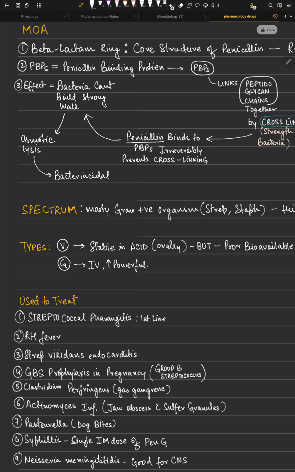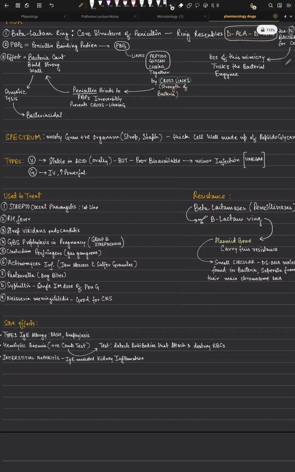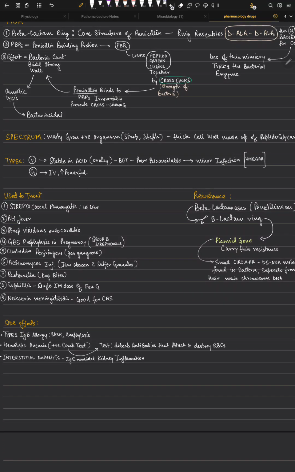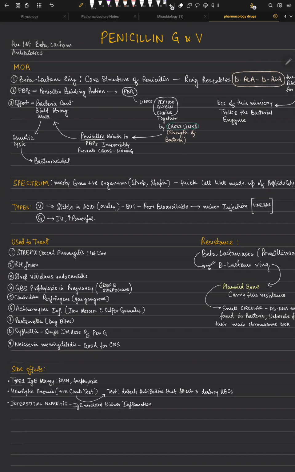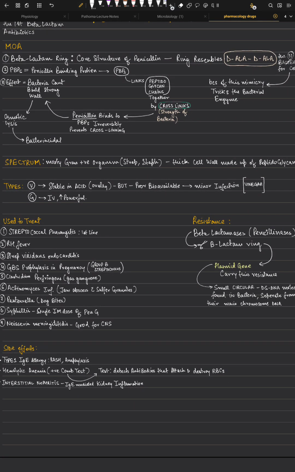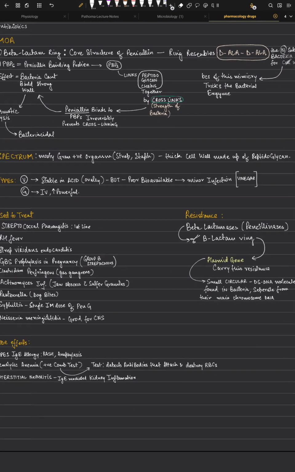They are normal, right? They don't have any downregulation of the autolysins, so the cell ruptures, right? So this is what osmotic lysis really means. The spectrum is mostly gram-positive bacteria because they have a good cell wall. They have a good cell wall that is made up of peptidoglycan, and the medicine can mimic the D-Ala substrate.